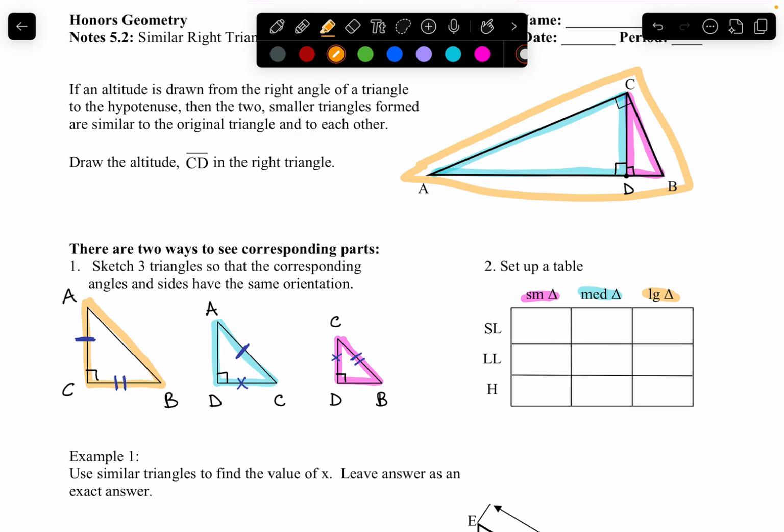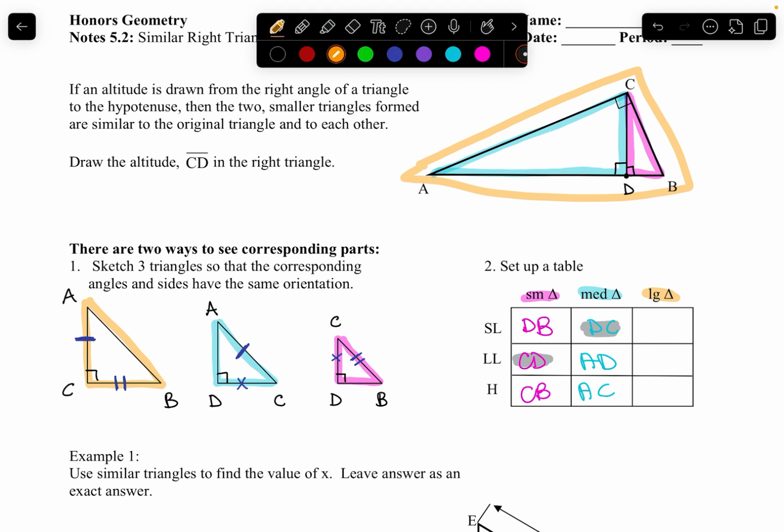So if you want to compare these to the three triangles that we drew, it's a little bit hard to do, but the short leg of our small triangle would be DB in this case. The long leg would be CD, and then the hypotenuse is CB. In my medium triangle, the short leg is DC, the long leg is AD, and then the hypotenuse is AC. And I want you guys to look here, CD, CD.